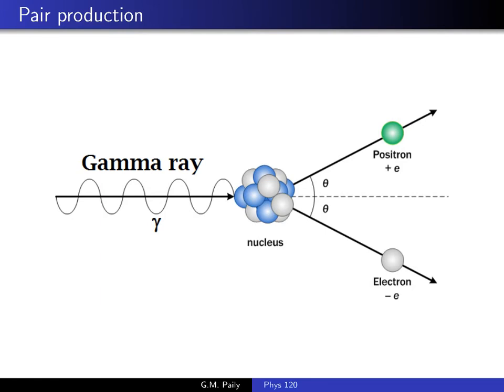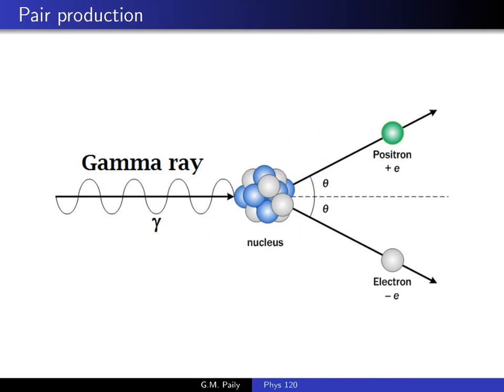What happens here is a gamma ray, which is a type of photon, collides with the nucleus, and then the gamma ray is converted into a positron and an electron. This is an example of Einstein's famous relationship E equals mc squared. Here we have energy in the form of a gamma ray being converted into mass, an electron and a positron.